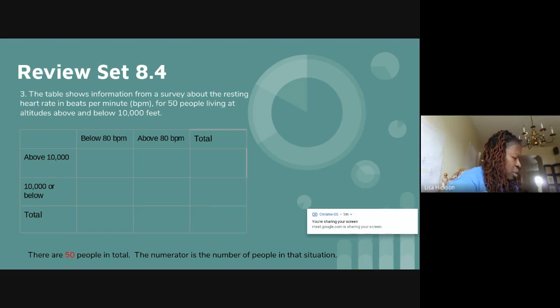All right, so the question says, the table shows information from a survey about the resting heart rate in beats per minute, BPM, for 50 people living at altitudes above and below 10,000 feet. You should see on your screen, because you should have that tab open to the exercise set, the columns are below 80 BPM, above 80 BPM, and then the total. The rows are above 10,000 feet or below, and the total.